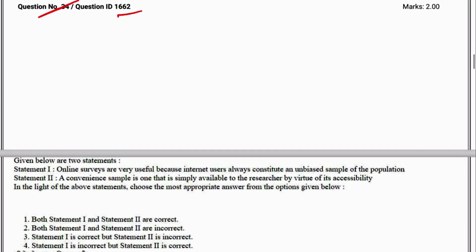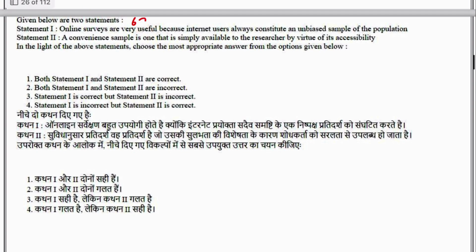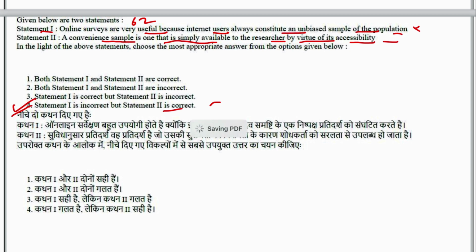Next is 62. Statement 1 is, online surveys are very useful because internet users always constitute an unbiased sample of the population. This is incorrect. A convenient sample is one that is simply available to the researchers by virtue of its accessibility. Yes. So 1 is incorrect, 2 is correct, 4 is the answer.